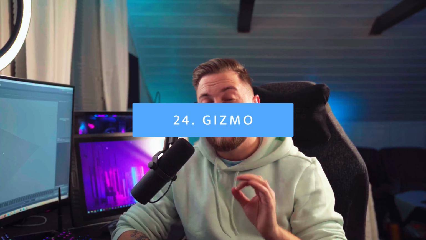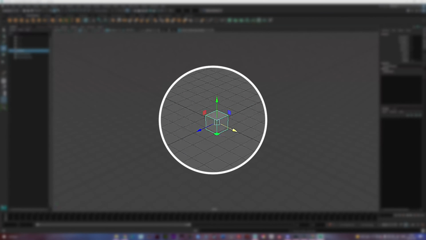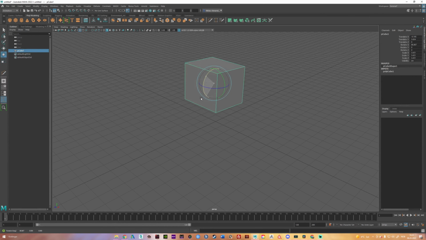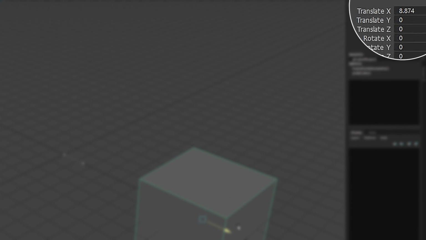Gizmo. Inside of the 3D software, there is often a thing that is red, blue, and green at the center of a primitive when you bring it into the viewport. This is how you would move, rotate, or scale your mesh. It's depicted in each of the dimensions X, Y, and Z, as we talked about in the beginning of the video.